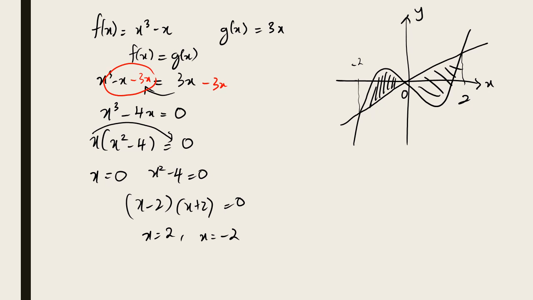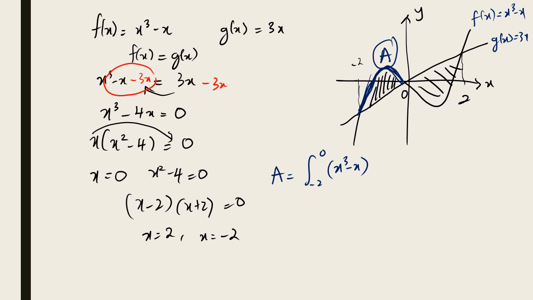To find the area for A, we need to look at which function is at the top. This function is f(x), this function is g(x). f(x) is x cubed minus x, g(x) is 3x. For area A, from negative 2 to 0, the graph at the top is the cubic graph. So it should be x cubed minus x, subtract the linear graph, minus 3x, with respect to x.